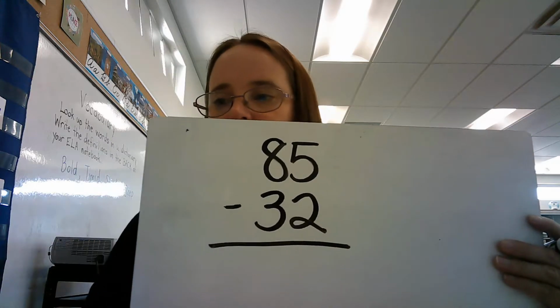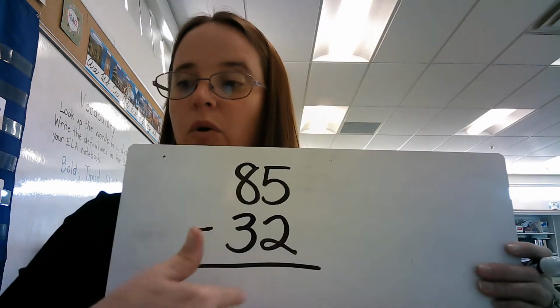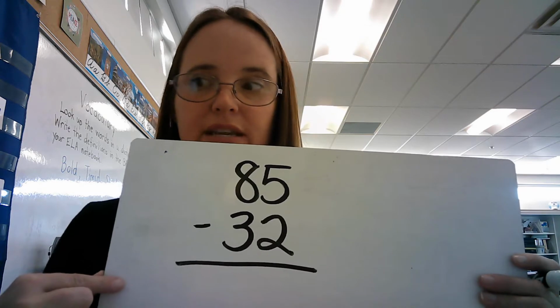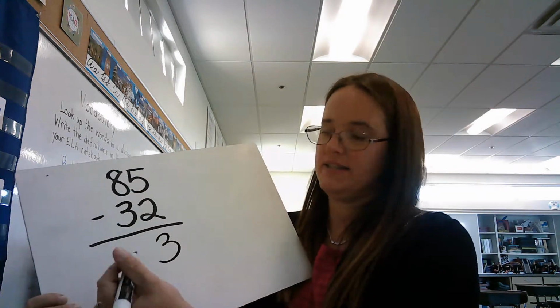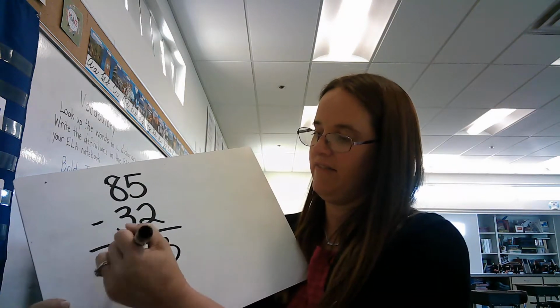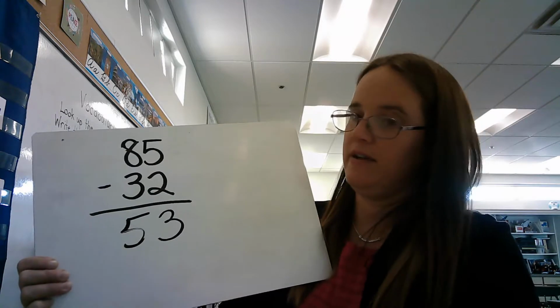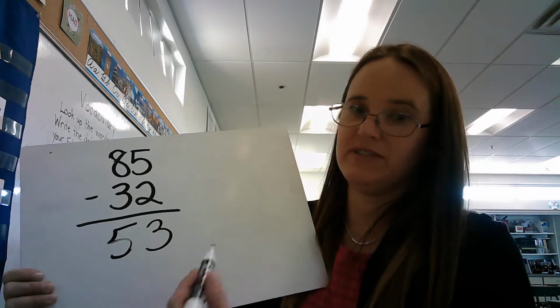Okay, so we are doing 85 minus 32. This is about the simplest subtraction we can get because we don't have any borrowing that we need to do. 5 minus 2 gives us 3, and 8 minus 3 gives us 5, and there we go. 85 minus 32 is 53. Okay, let's look at our next example.